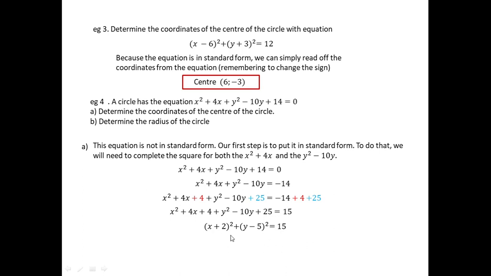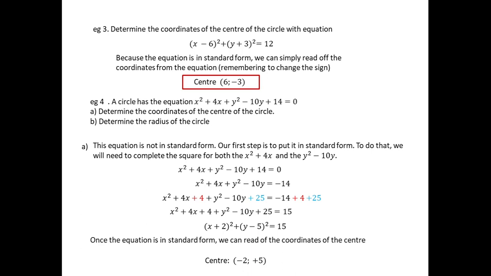Now that it's in standard form, it's easy to determine the coordinates of the center of the circle. I just read them off the equation. These two numbers, that's the x coordinate, that's the y coordinate. Just change the signs and voila, as they say overseas. They probably don't say it like that, but that's my impression.